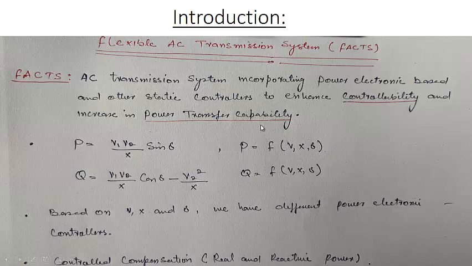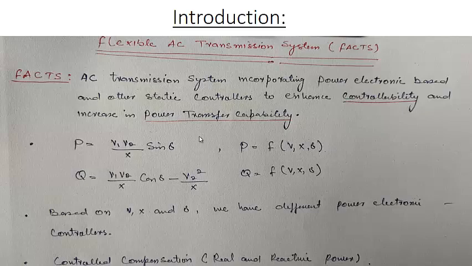As I have told you, the main motive of FACTS technology or FACTS devices is to increase the power transfer capability. As you know, the load demand is increasing day by day, and to meet that load demand, the generation as well as the transmission capability has to increase. To increase the transmission capability, we need to construct more and more transmission lines. But constructing a transmission line is not an easy task because it has a lot of hurdles, or we can say a lot of problems associated with it.